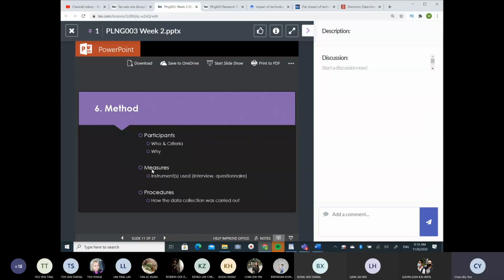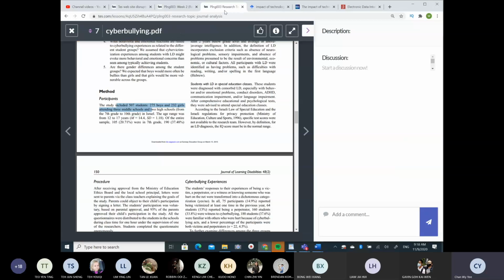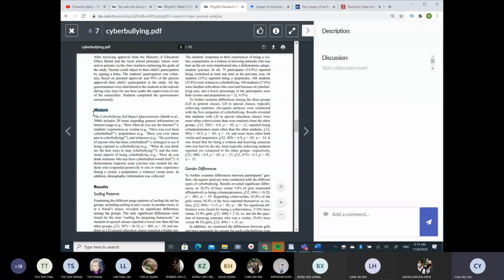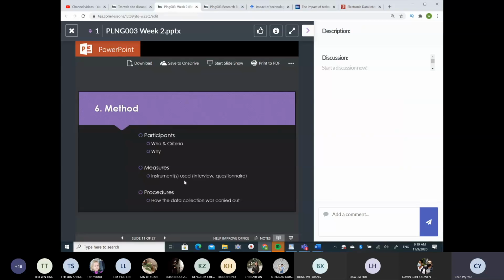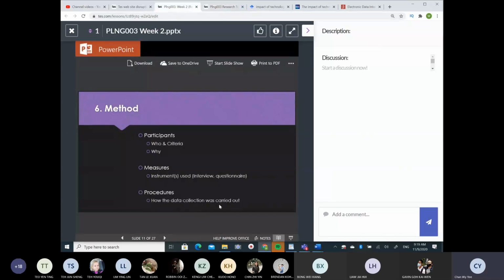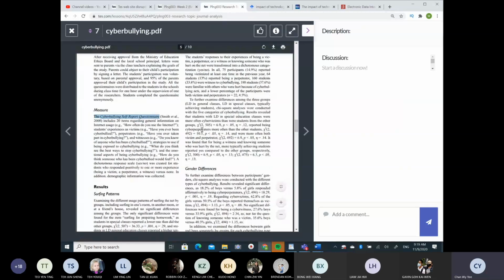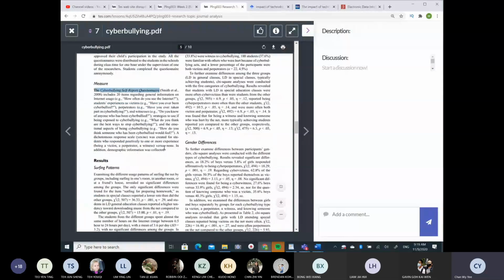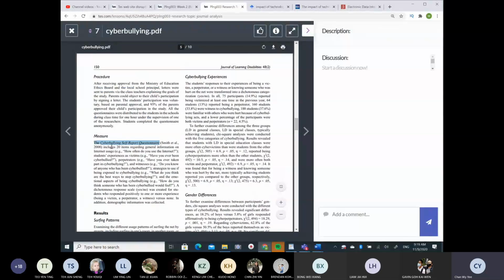Next you will find is measures. Instruments used, like for example interview and questionnaire. If you look at measures, they are actually using the cyberbullying self-report questionnaire. So it is the instruments used. How are you going to collect data? They are using a questionnaire, like this one here. Followed by procedures, how the data collection was carried out. If you look at this method here, generally it doesn't tell you how it was carried out. Sometimes it is incorporated inside.